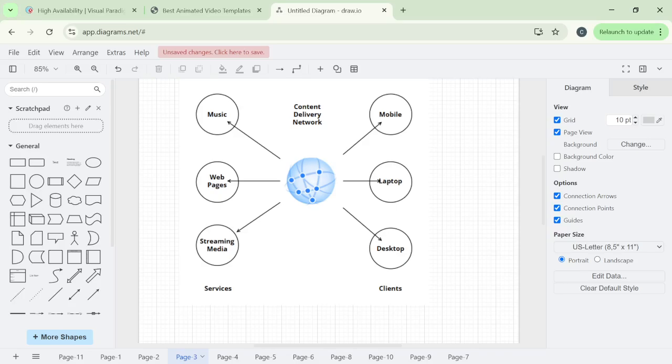CDNs do more than just improve speed. By handling a huge chunk of your traffic, they offload the burden from your original servers, making your system more scalable. They are especially valuable during traffic spikes. Think product launches, flash sales, or vital moments when server load can skyrocket unexpectedly.